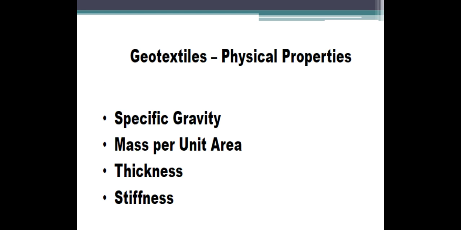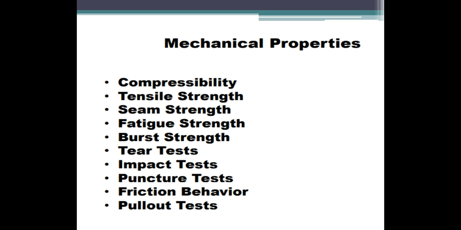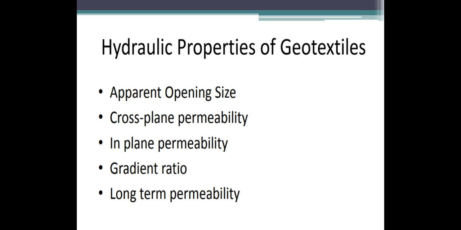So as discussed, physical properties include specific gravity, mass per unit area, thickness, and stiffness, which explain the material itself. Mechanical properties, the strength properties, include compressibility, tensile strength of the geosynthetic material, seam strength, fatigue strength, burst strength, tearing strength. We have to conduct impact tests, puncture tests, friction behavior, and pull out tests. All these are very important to check the strength of the geotextile materials.